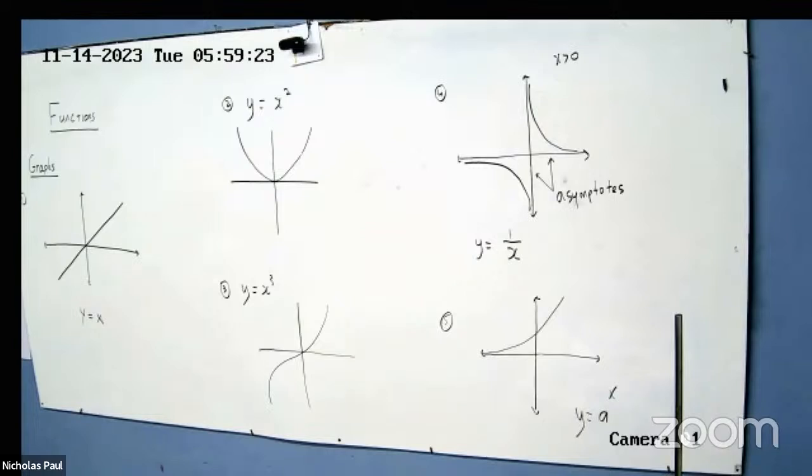Anybody online join? No? Okay. So let's take a look at these transformations here. Hold on.